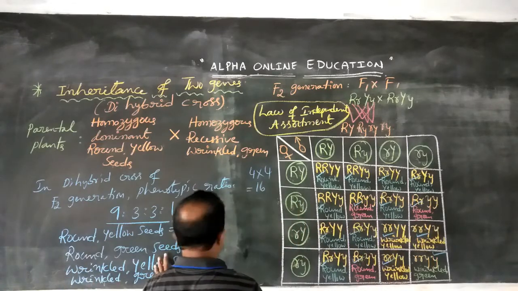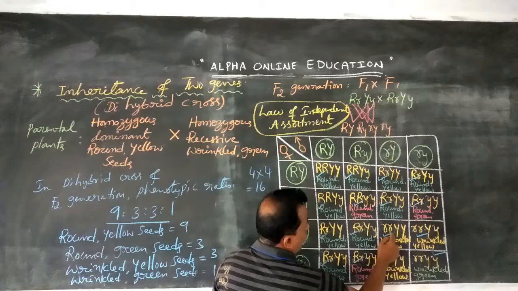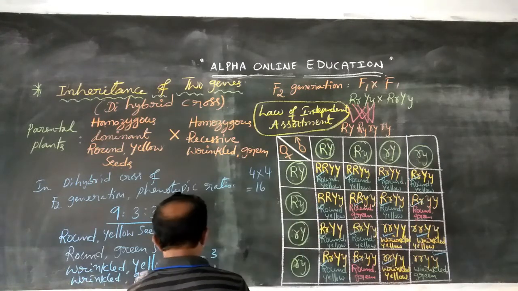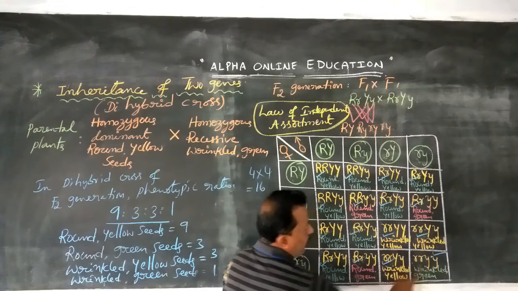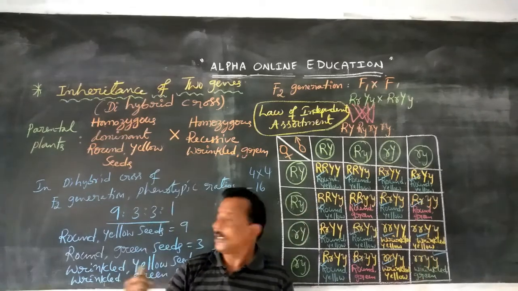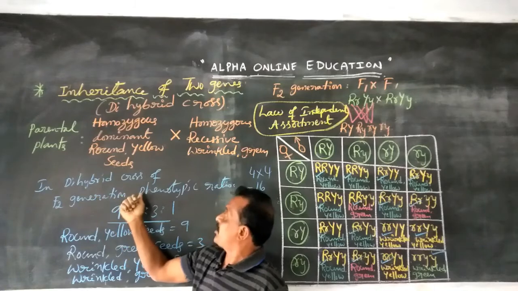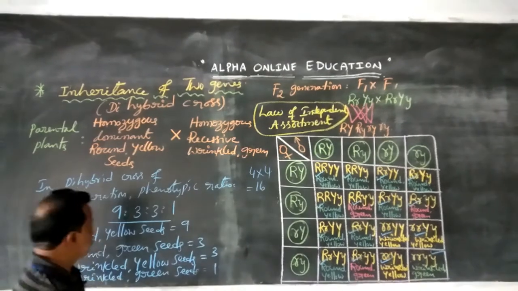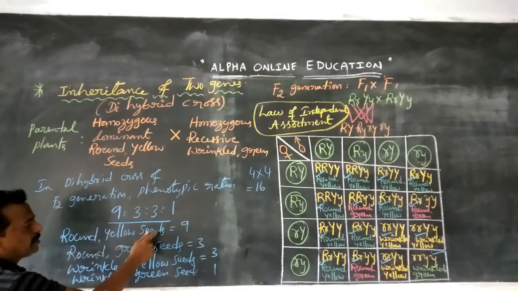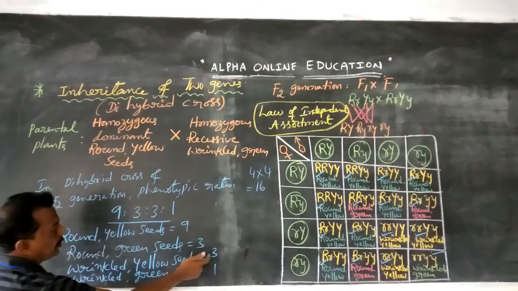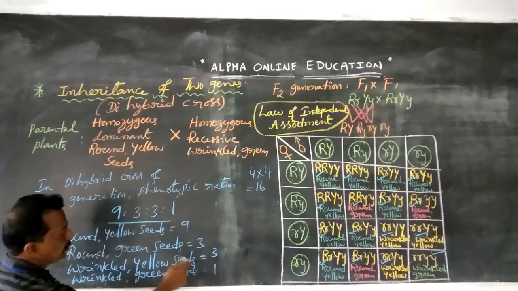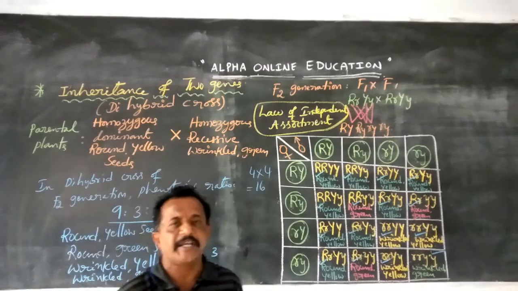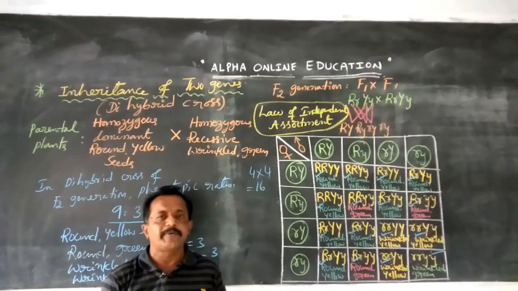Next, wrinkled yellow seeds. How many here? 3: first one, second one, third one. 3 wrinkled yellow seeds. Next, wrinkled green seeds. How many? Only 1. The last one is wrinkled green seeds. This is the phenotypic ratio in a dihybrid cross.